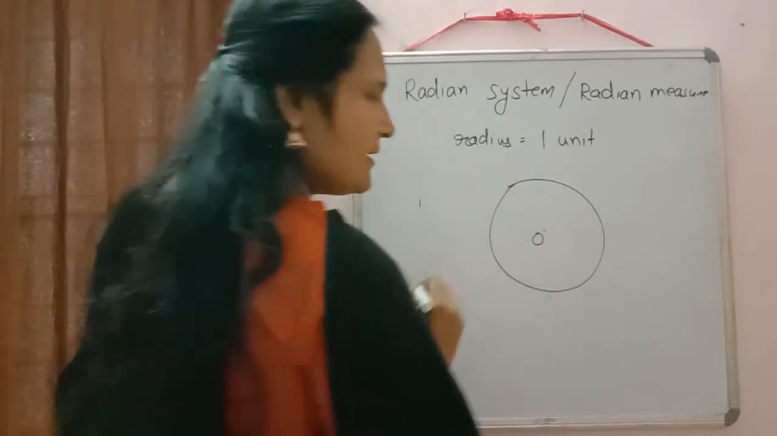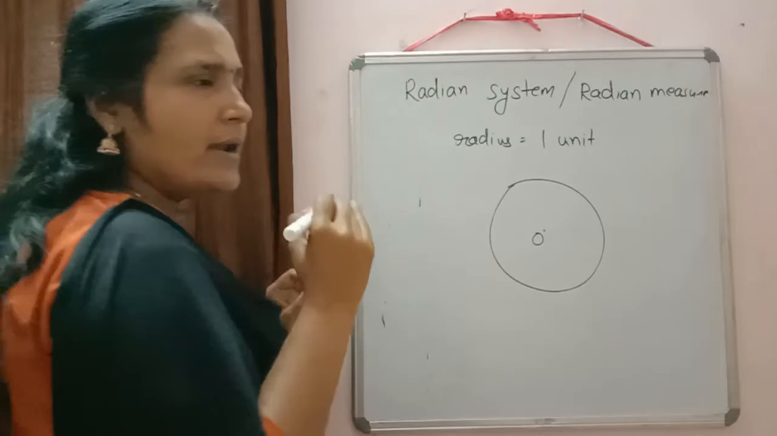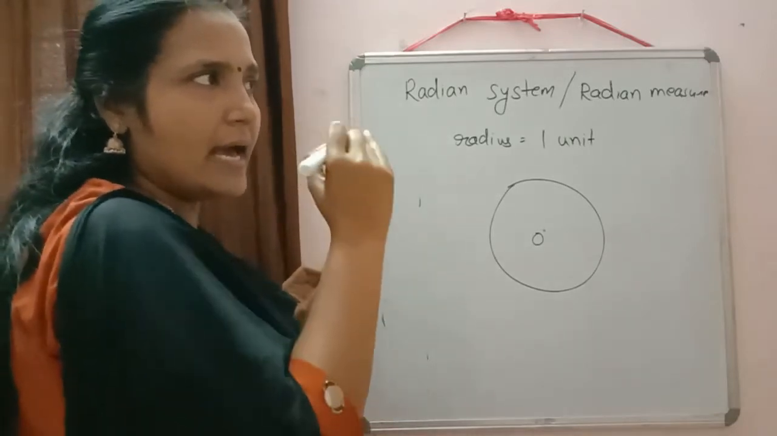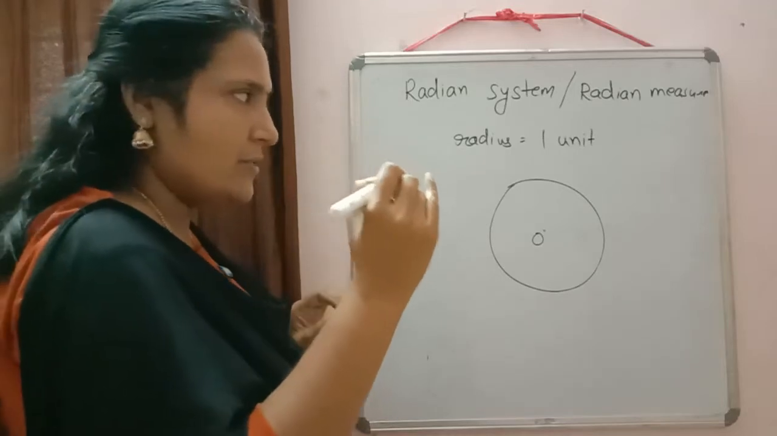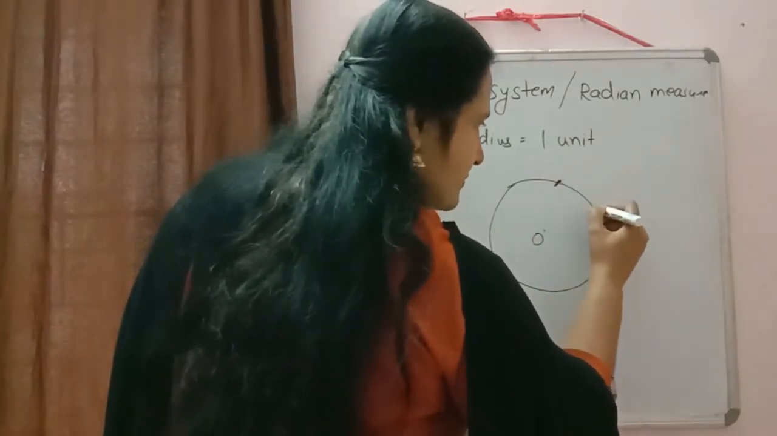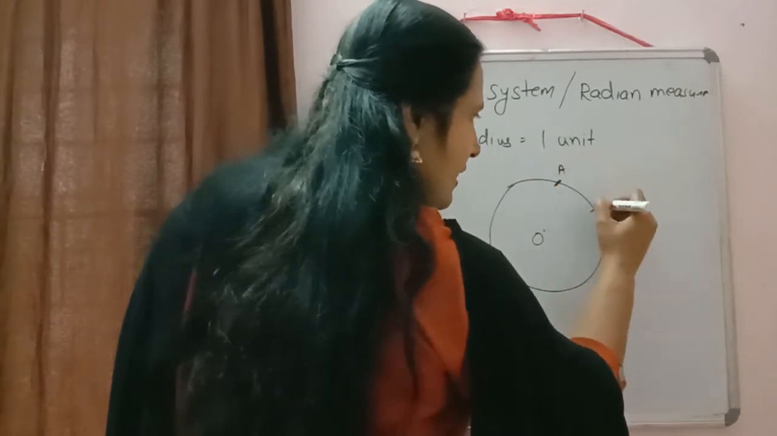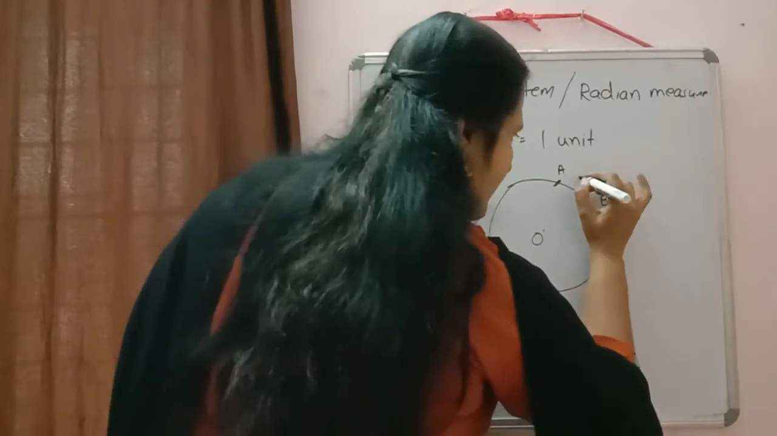So this is the center of the circle. Now the definition says 1 radian is defined as the angle made by an arc of length 1 unit. So first we will select an arc. Suppose I have selected an arc AB whose length is 1 centimeter.